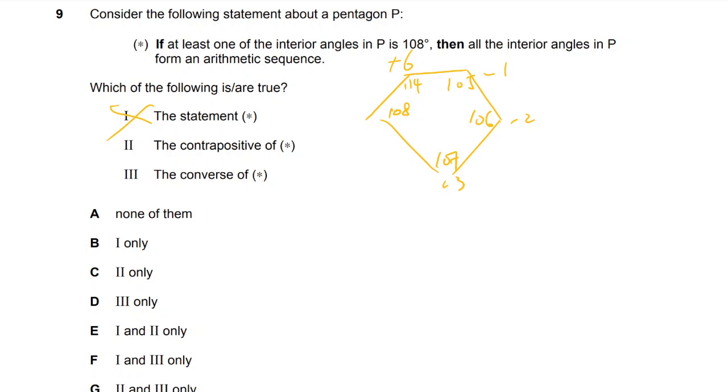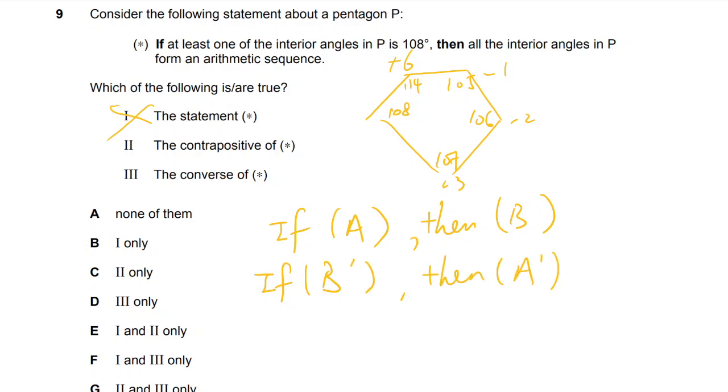Okay, how about the contrapositive? Do we know what a contrapositive means? So this is saying, if some statement A, then some statement B. What is the contrapositive? The contrapositive is if not B, then not A. Now remember, the contrapositive has the same truth value. If the statement is true, then the contrapositive will also be true. If the statement is false, then the contrapositive will also be false.